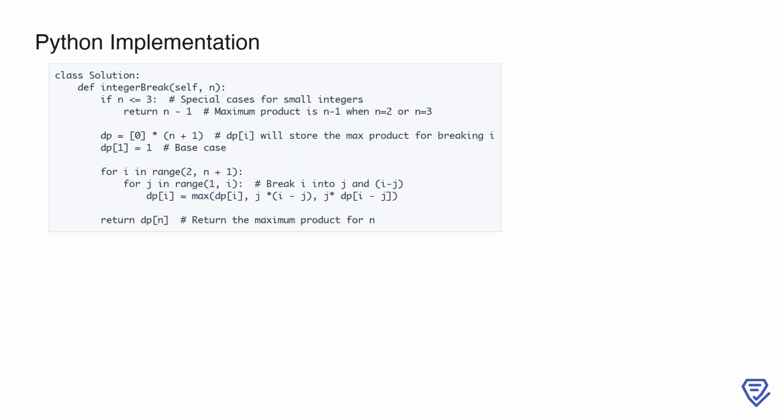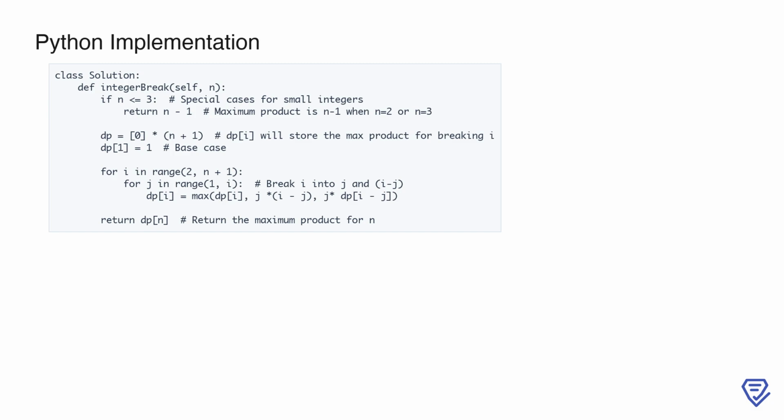This Python implementation solves LeetCode problem number 343, Integer Break, using dynamic programming. The goal is to maximize the product of integers that sum up to a given number n. Let's break down the code step by step. 1. The function integerBreak starts by handling special cases where n is 2 or 3. For these small numbers, the maximum product is n-1, e.g., for n equals 2, the product is 1, for n equals 3, the product is 2.